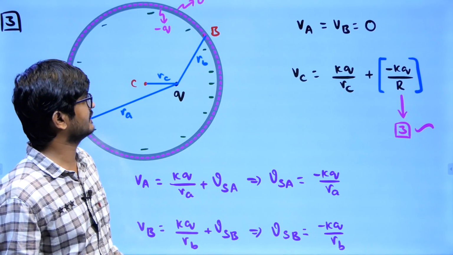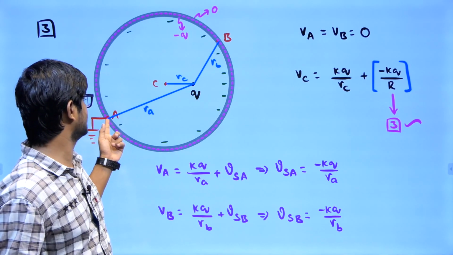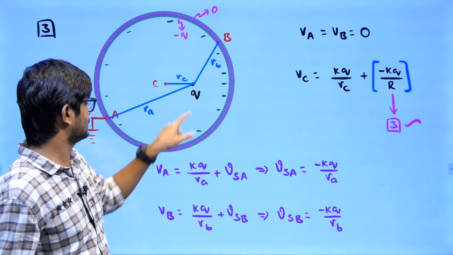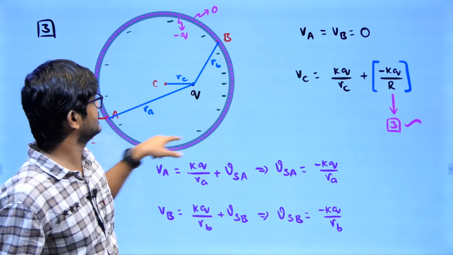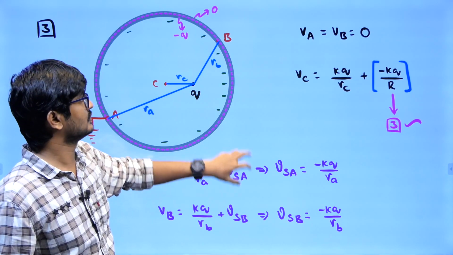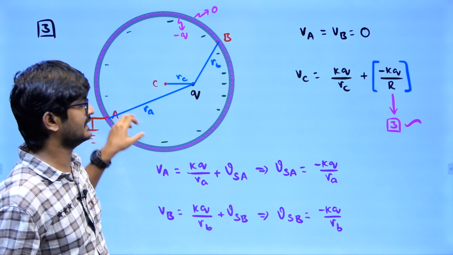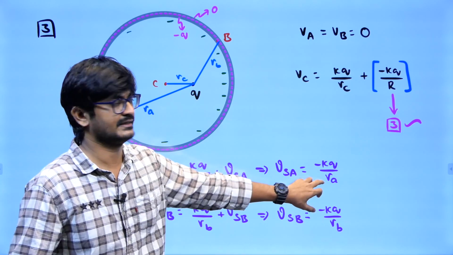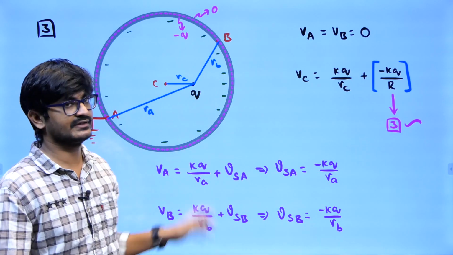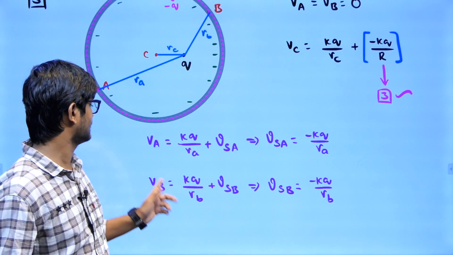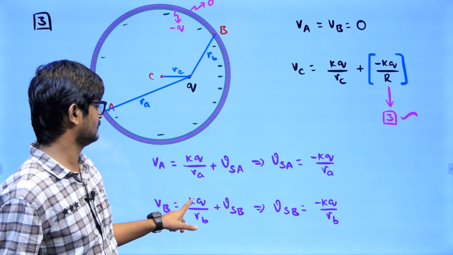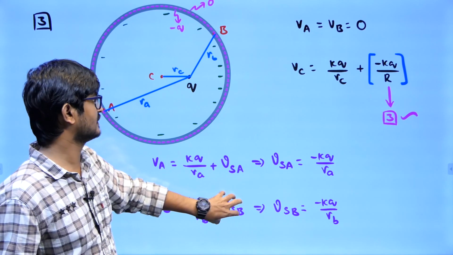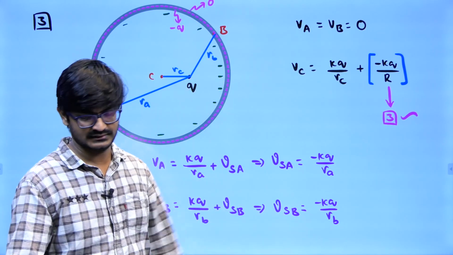Now similarly, if you want clarity on how to find the potential at A: potential at A is 0, B is 0. Potential at A because of this charge is kq by this distance. Potential due to this induced charge you don't know, I am calling it VSA. So how can we find the potential due to this inner surface indirectly? I can say that the total is 0, so VSA must be minus kq by RA. The distances RA, RB and RC are not given in the question, so you can't find this value exactly. Similarly for VB, potential due to this charge is kq by RB, potential due to the induced charge at this point is this much, and the total is 0, so indirectly you can find the potential because of the inner induced charge.